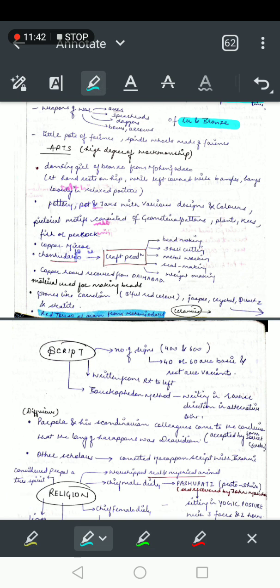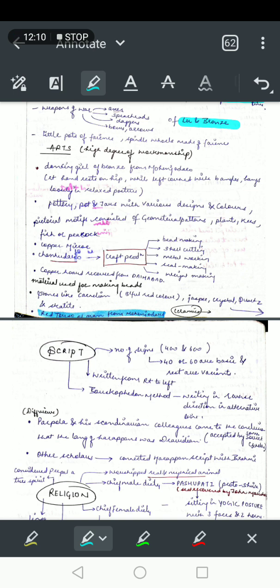Little pots of fans, spindle walls which were made up of fans. Then, if we talk about arts, in the arts they had a high degree of workmanship. One can find the dancing girl which is made up of bronze from Mohenjo-daro. Now, certain features of this: the right hand rests on the hip while the left, covered with bangles, hangs loosely in a relaxed posture.